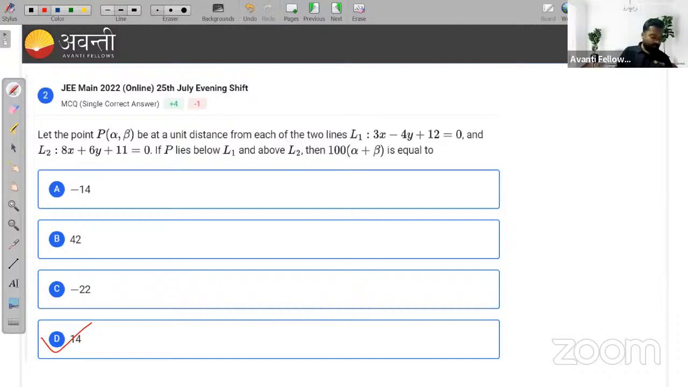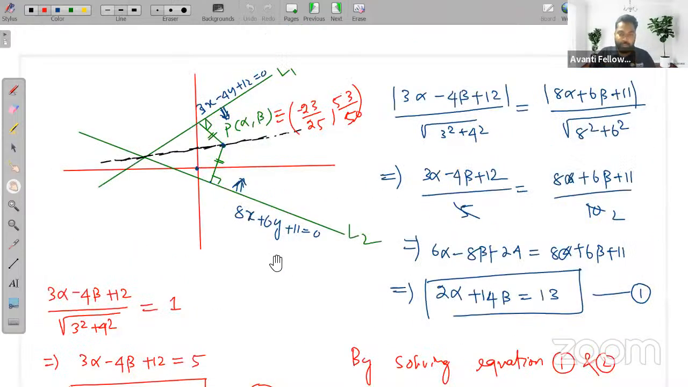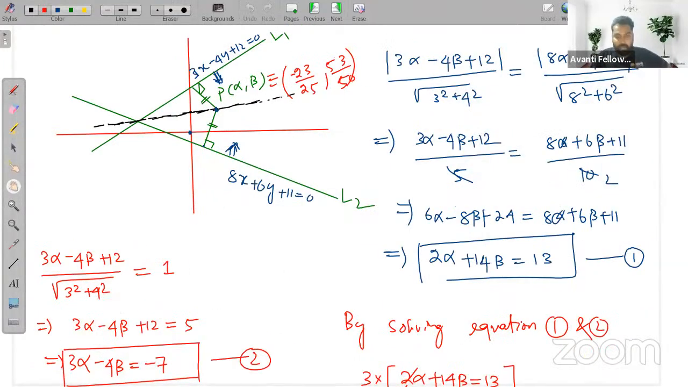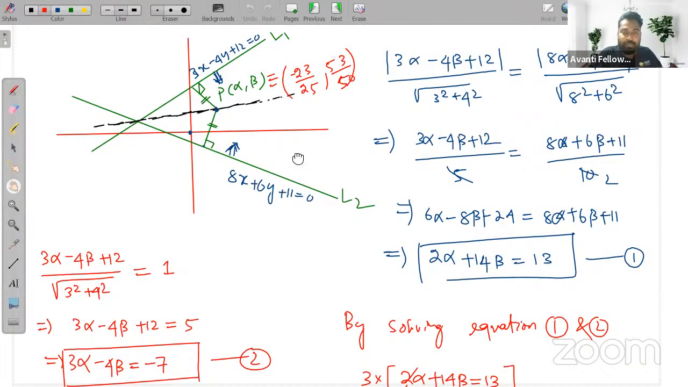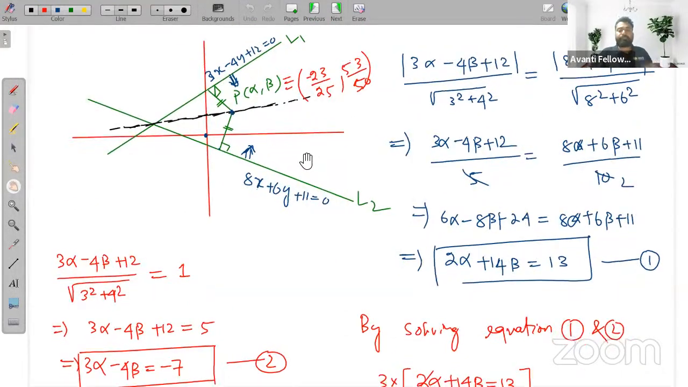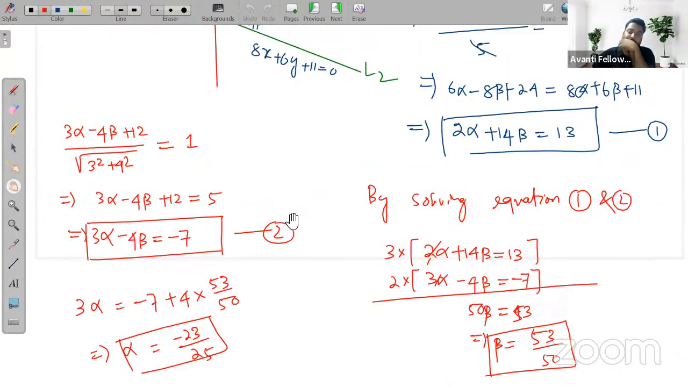I hope this is clear to everyone, guys. Clear? If you have any doubts, you can ask. This is a very important question, showing how we can solve the questions of JEE Mains. It's a question from 2022 JEE Mains 25th July, second shift. Everyone clear this question? Is there any doubt? You can ask.